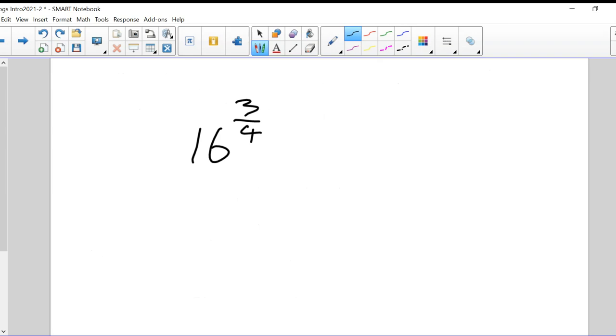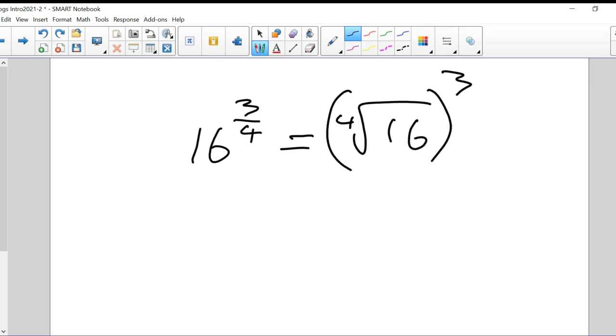What do you think that would mean? Does anybody know what the answer is, first of all? It is 8. And that's because what I'm doing is I'm taking the 4th root of 16, then raising that to the power of 3. Now, for those who don't know, the 4th root of 16 is 2. That's 2 to the power of 3, which of course is equal to 8.